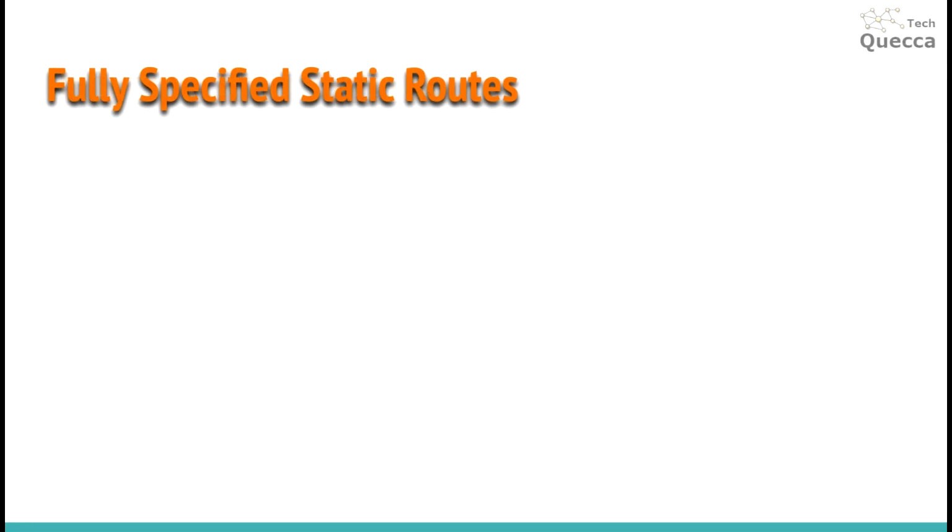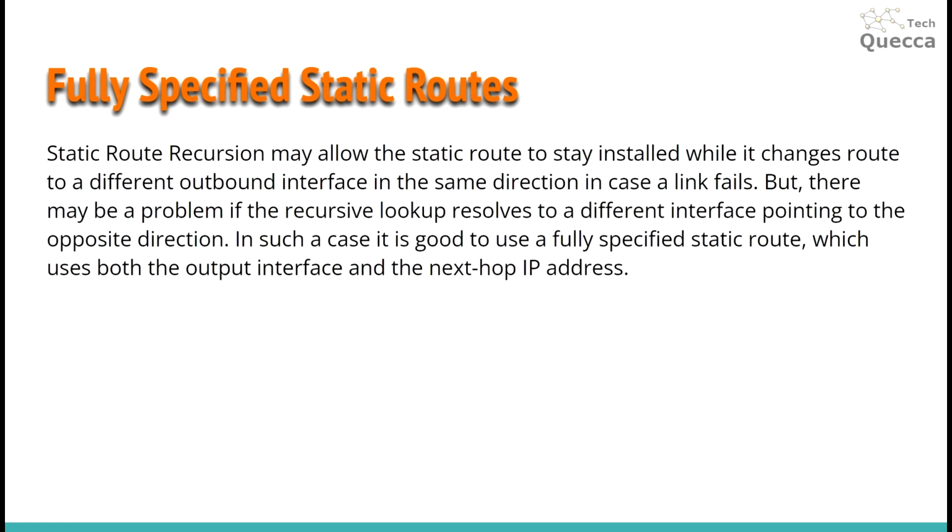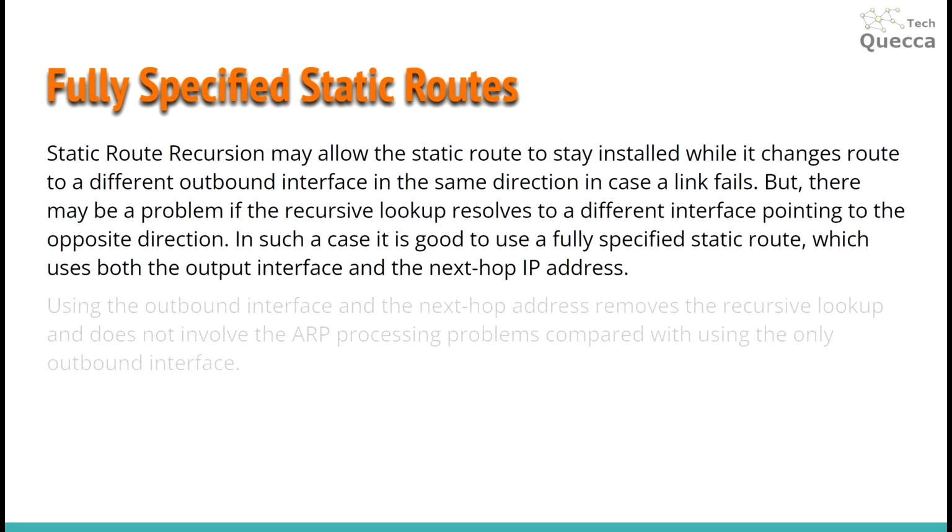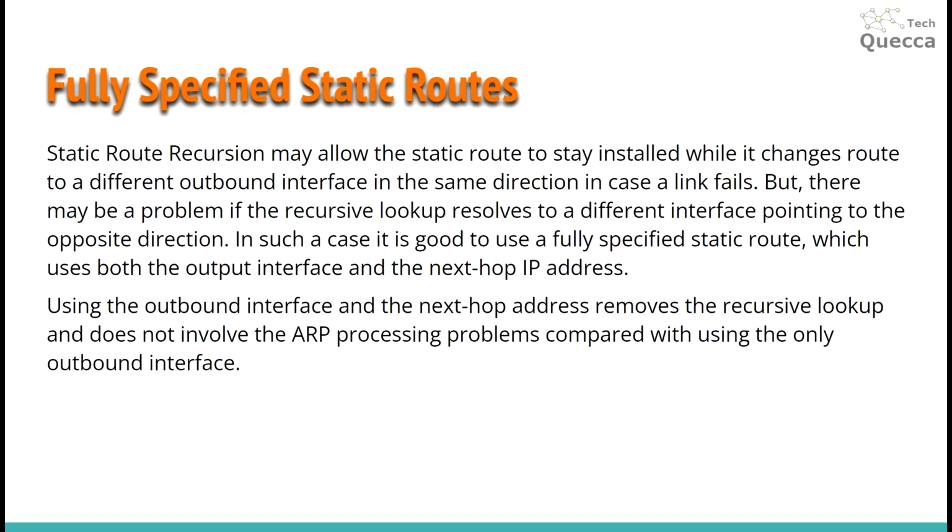Fully specified static routes. Static route recursion may allow the static route to stay installed while it changes to a different outbound interface in the same direction in case a link fails. But there may be a problem if the recursive lookup resolves to a different interface pointing in the opposite direction. In such a case, it is good to use a fully specified static route, which uses both the output interface and the next hop IP address. Using the outbound interface and the next hop IP address removes the recursive lookup and does not involve the ARP processing problem compared with using only the outbound interface.